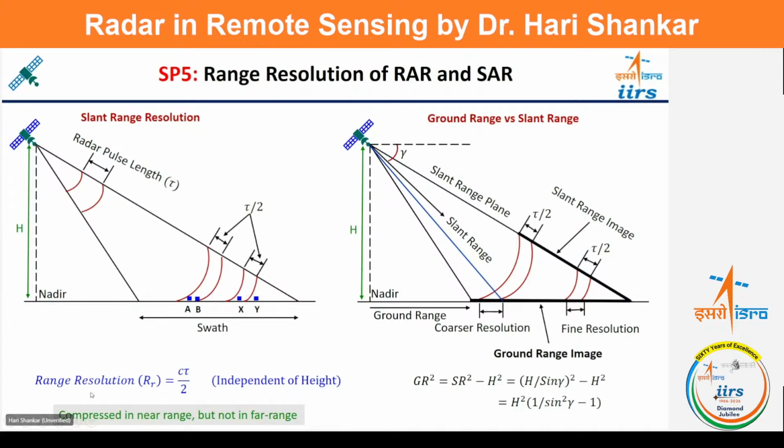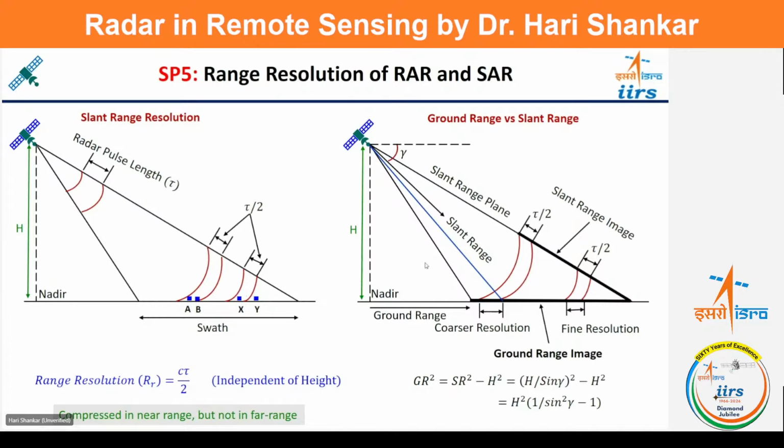And this range resolution, especially the slant range resolution, is c tau by 2. C is the velocity of light, tau is the pulse length, divided by 2, which also indicates this is independent of the height of the platform. Means whatever the position of the satellite is, the slant range resolution is not going to change. Okay.